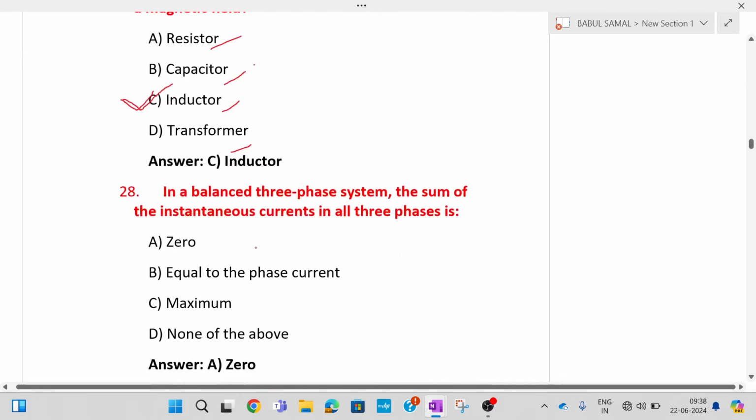Next question. In a balanced three-phase system, the sum of the instantaneous currents in all three phases is: options are 0, equal to the phase current, maximum, none of the above. So the answer will be option A, 0.